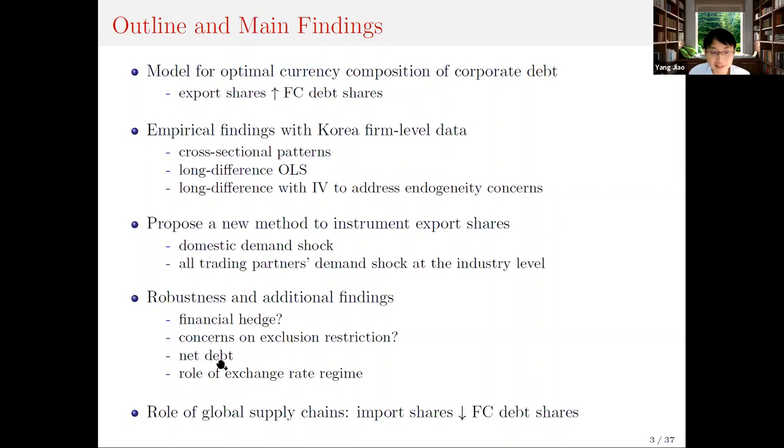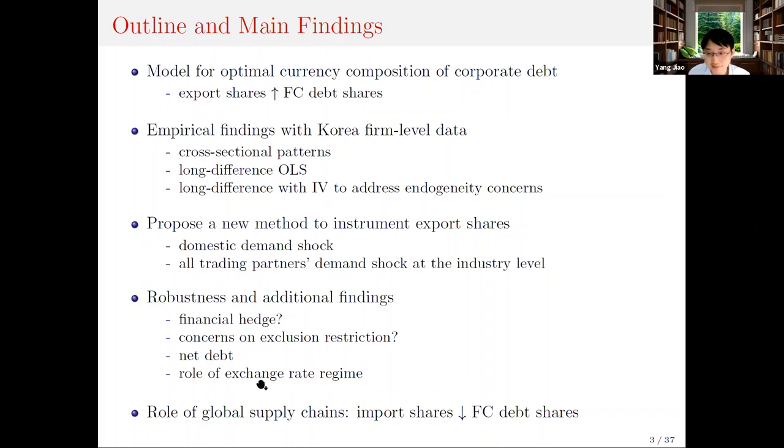And also we try to use a different concept in the debt construction, right? Which is called net debt. Net debt is essentially debt minus cash holdings. Because we think that the firms may hold some foreign currency cash to hedge their currency risk, right? So we also take that into account and find that our results are robust and if anything, slightly stronger.